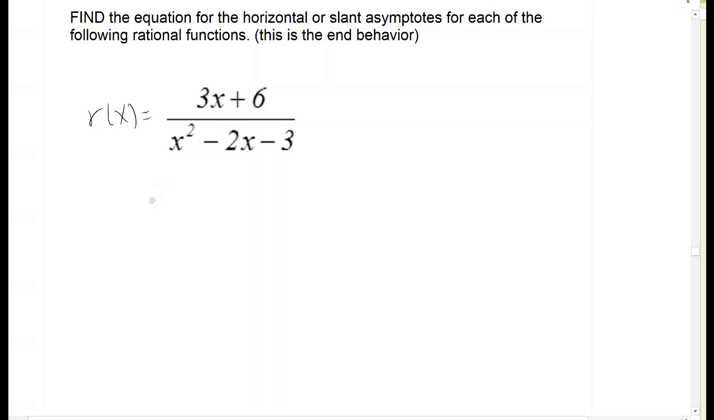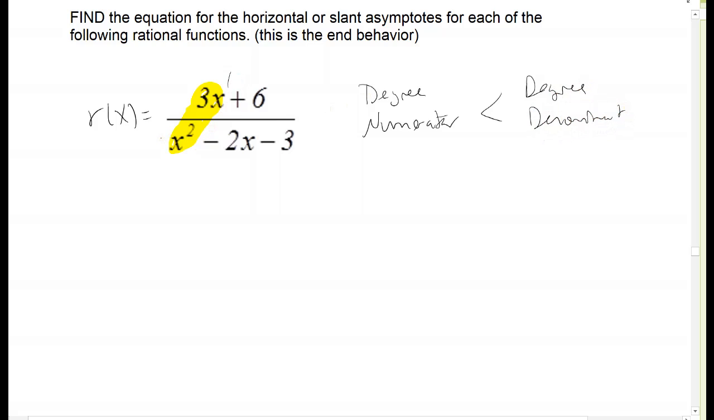Finding horizontal or slant asymptotes for the rational function, which again is the end behavior of rational functions. So the first example, again, it comes down to the leading terms. There's the denominator's leading term, and there's the numerator's leading term. And so this is an example of where the degree in the numerator is less than the degree in the denominator. The numerator's degree is 1, the denominator's degree is 2.